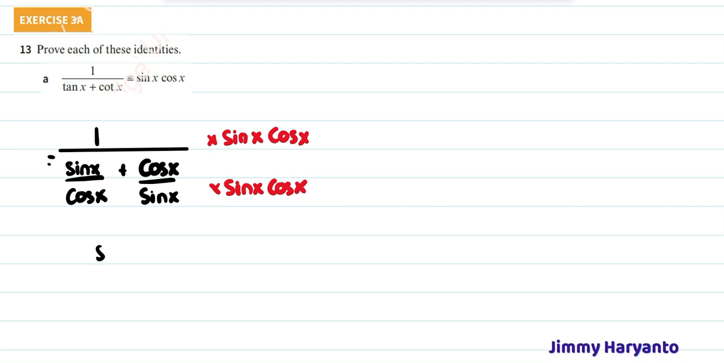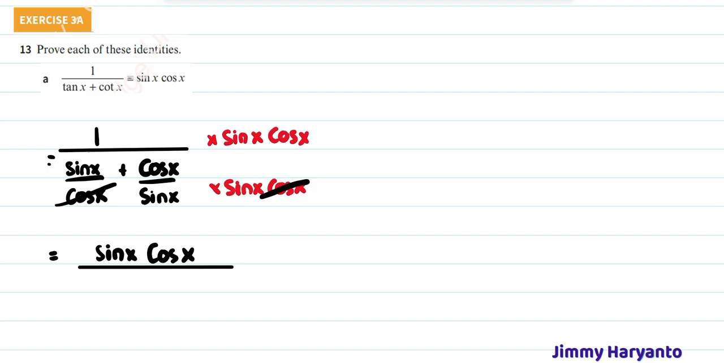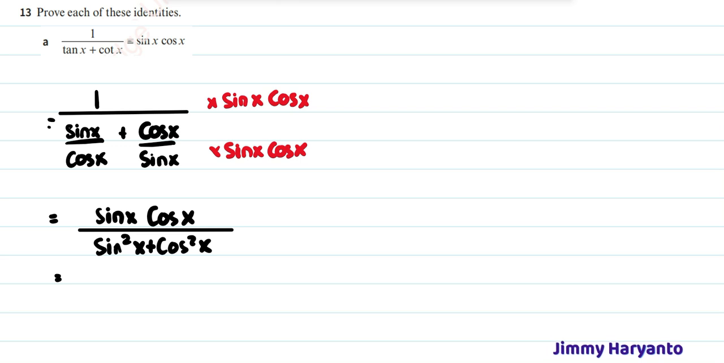So the top part will become sine x cos x, and the bottom part for the first one, the cos x will be crossed out like this, so you will only have sine times sine, which is sine square x, and then for this one the sine will be crossed out, so you will only have cos square x, and the operation will be addition. And as we already know, sine square x plus cos square x equals to 1 based on the formula. That means we only have sine x and cos x as the result, and this is shown.